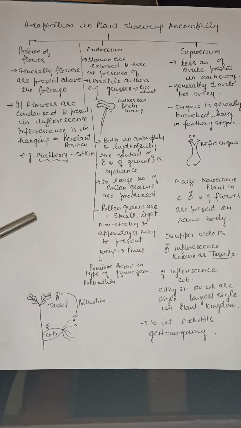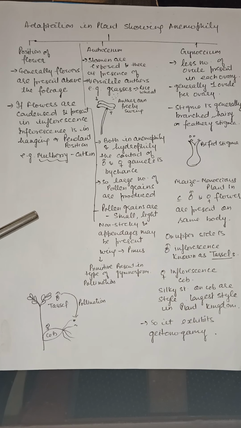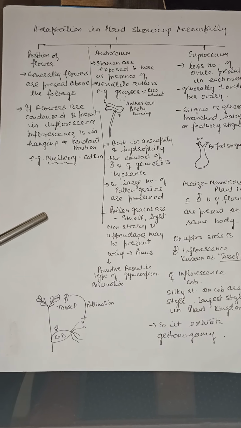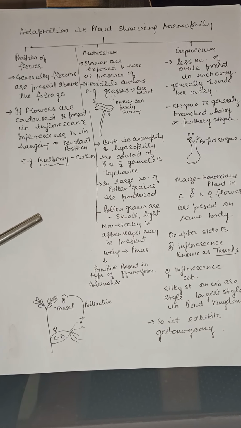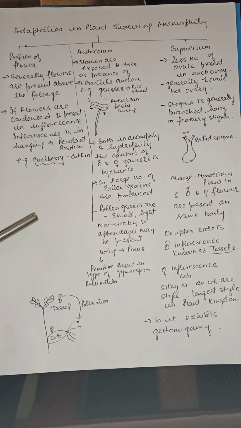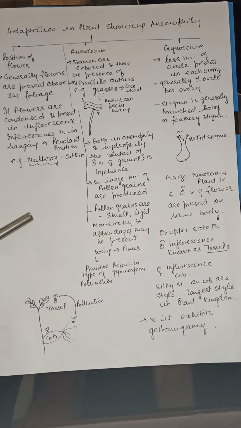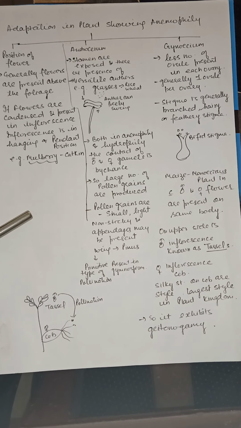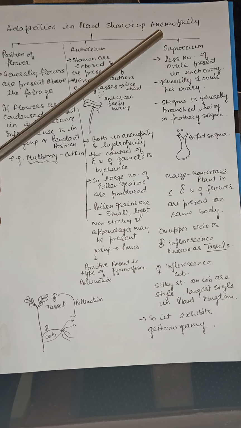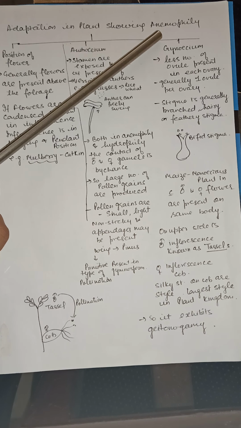Hello students, today we'll discuss the adaptations in plants showing different types of pollination, that is anemophily, hydrophily, chiropterophily, entomophily, etc. First we'll discuss adaptation in plants showing anemophily. Anemophily is pollination through wind, or pollination done by wind is known as anemophily. So, how do the flowers get adapted to anemophily?